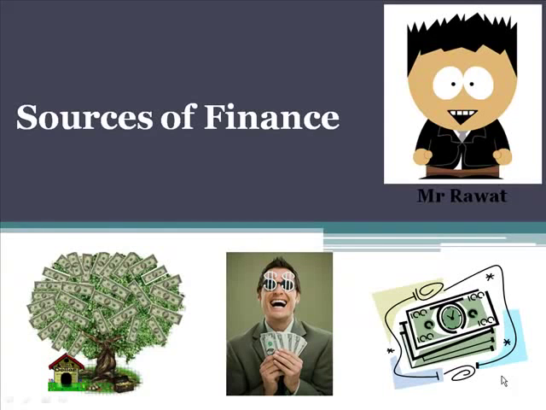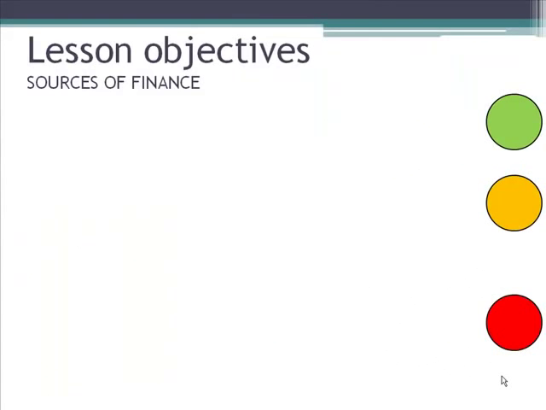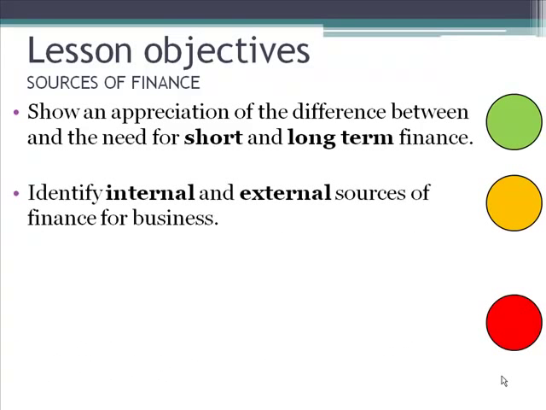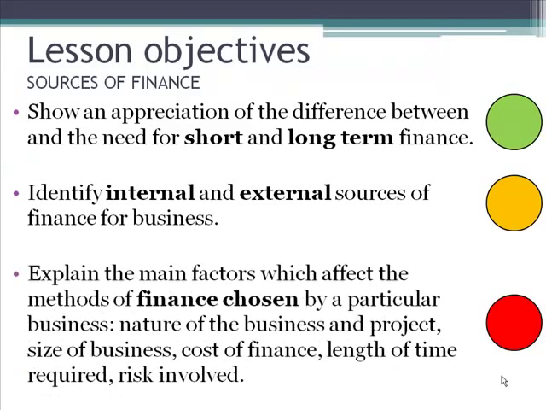This lesson is all about sources of finance. The objectives of the lesson: you need to show an appreciation of the difference between the need for short and long-term finance. Secondly, you need to identify the difference between internal and external sources of finance. And lastly, you're going to be able to explain the main factors and reasons which affect the methods of finance chosen by a particular business. So what are the different reasons and choices the business has to make when they choose a source of finance?